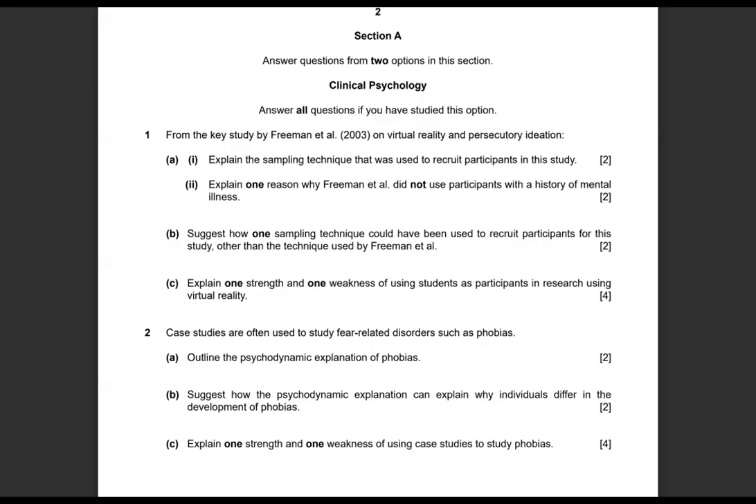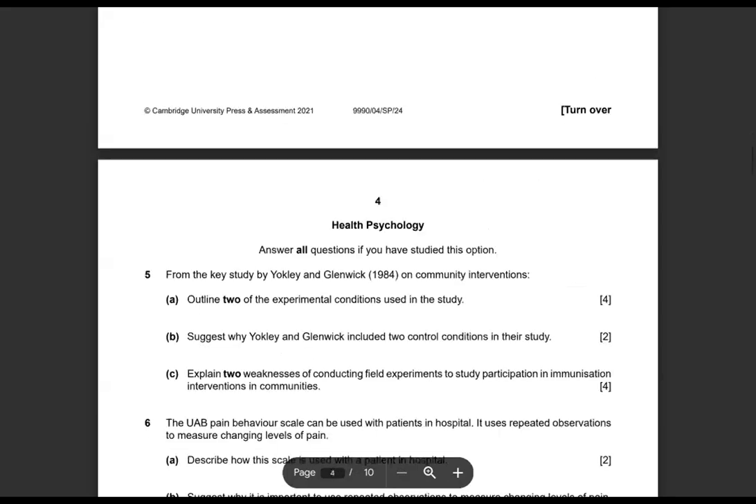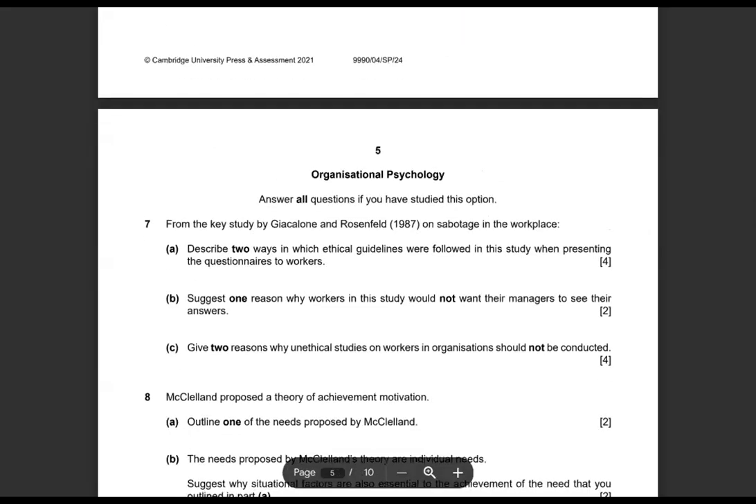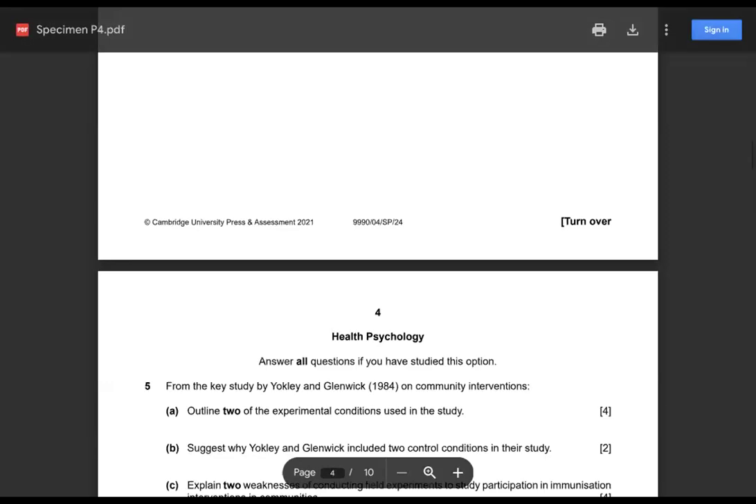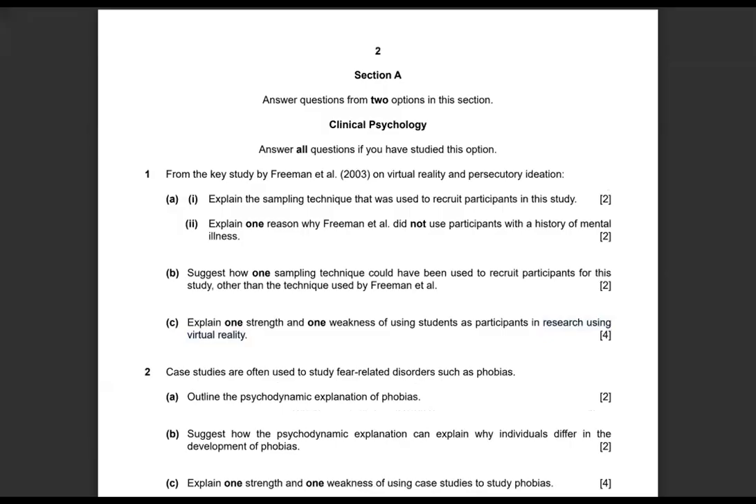The first question in section A of any of the 4 components will always be on a key study. As you can see over here, consumer, from the key study by Freeman; health, from the key study by Robson; from the key study by Yockley and Glenwick; and lastly, organization, from the key study by Giacolone and Rosenfeld. So you should really focus on the key studies. There is one key study in every chapter. Make sure you know the details of those key studies, and make sure you know the research methodology of those key studies.